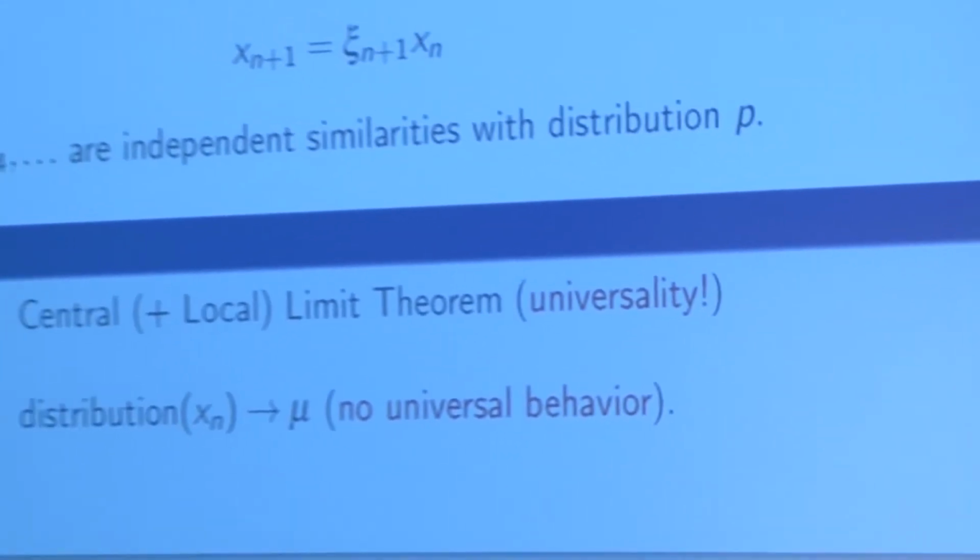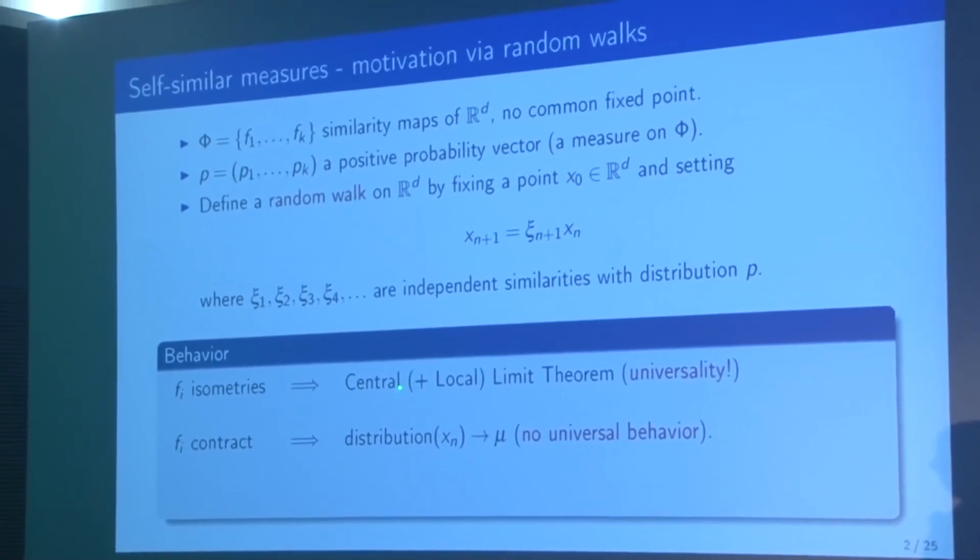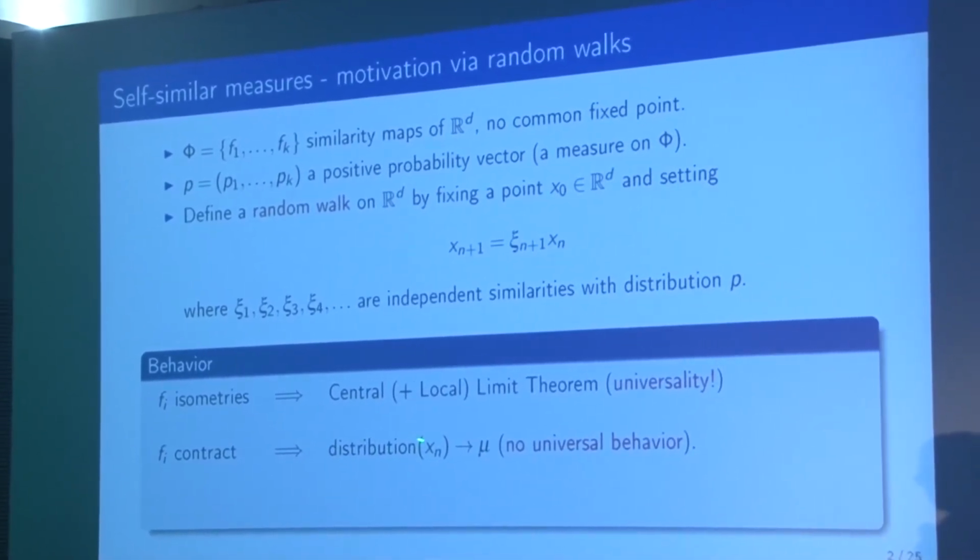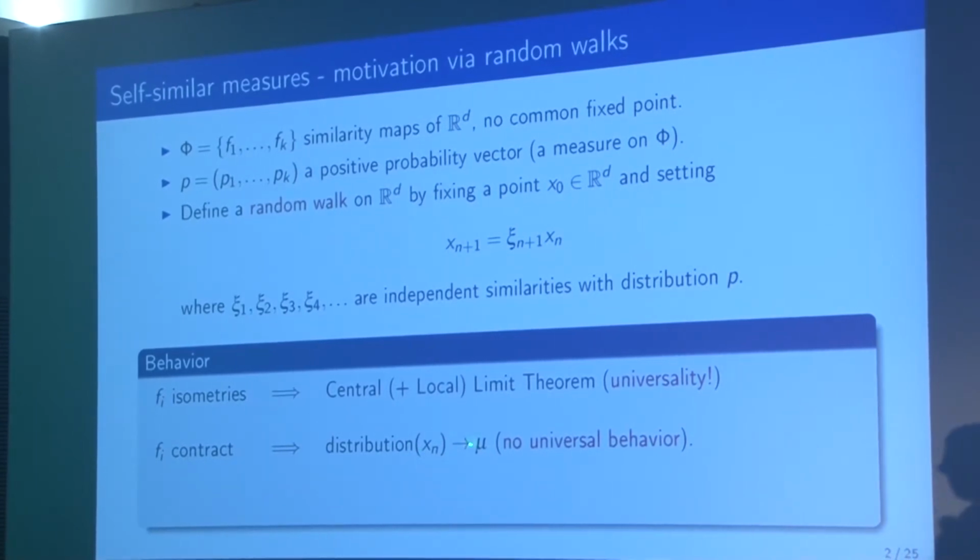Okay, the next case you could consider is when the maps contract. And then the situation is very different. So first of all, because of contraction, you can actually show that without any rescaling, the distribution of the random walk at time n is going to converge to some probability measure mu on R^d, called the stationary measure. This is actually a self-similar measure. But the measure depends very strongly on the data that you started with. By choosing different maps or different probabilities, you can change how the measure looks and how it behaves. And we'll talk about that more soon. So you do depend very strongly on what the system was that you began with.